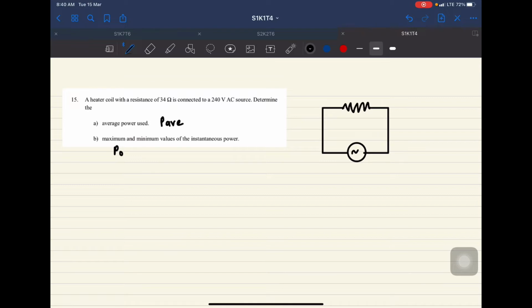It says that a heater coil with a resistance. Okay, so heater coil, you don't have to draw the coil like that. This one is basically a resistor. This resistor produces the power, and the resistance here is R equals 34 ohm, and the Vrms, because this is the V source, that one is Vrms equals 240 volts.